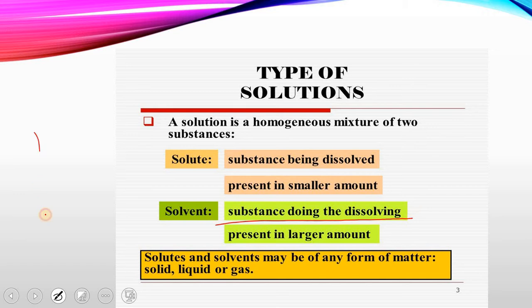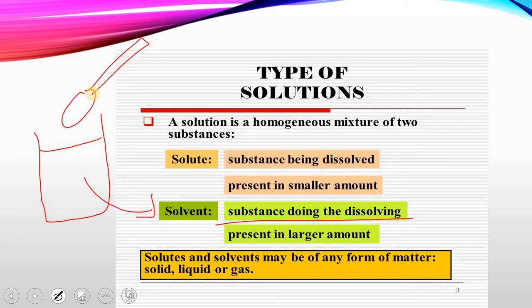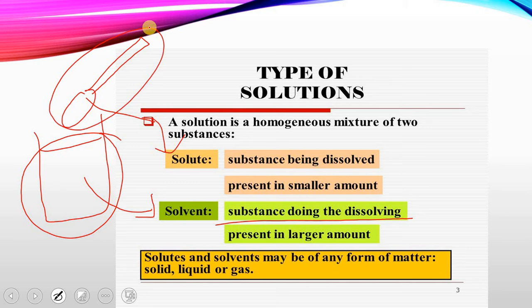Okay, so for example, if teacher here have a glass of water, so water is a solvent, and if I want to add some sugar, so sugar is the solute. So solvent will be in a large amount, and the solute will be in a small amount, because solvent is the one who will dissolve the solute. So it needs to be in a larger quantity compared to the solute.